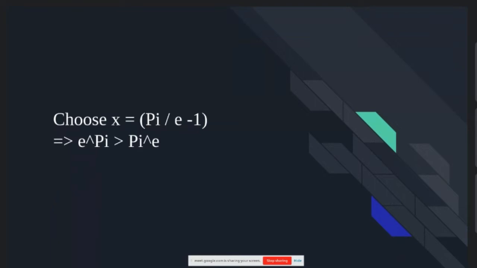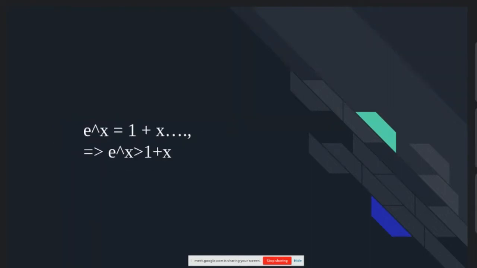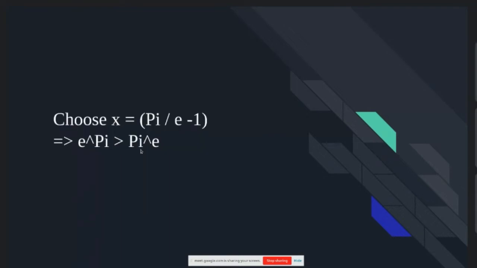So you can all see that this problem, though it is a very general problem, won't be as straightforward in the interviews. But this was a good example of how you use the approximation here: e power x is greater than 1 plus x. We left out all the other terms, and you choose this.